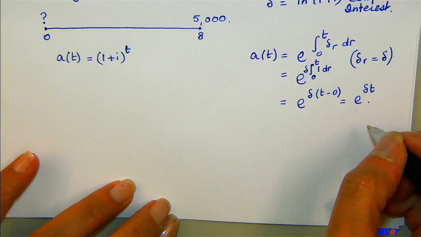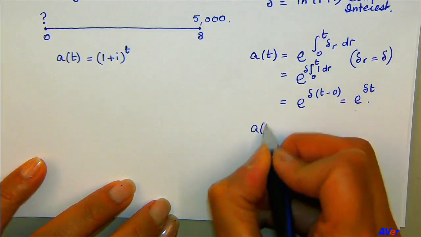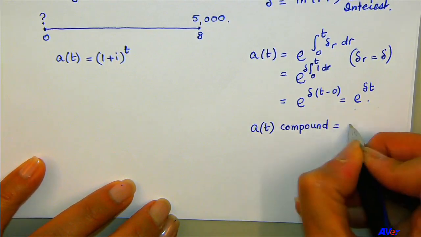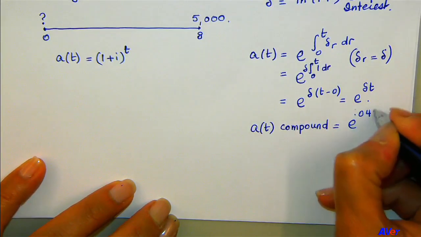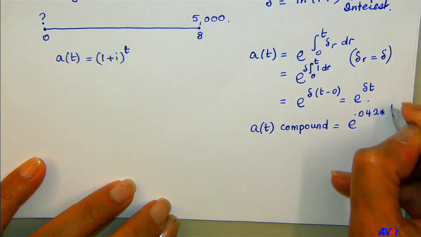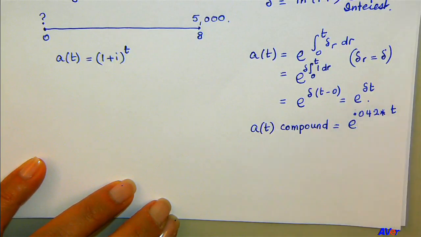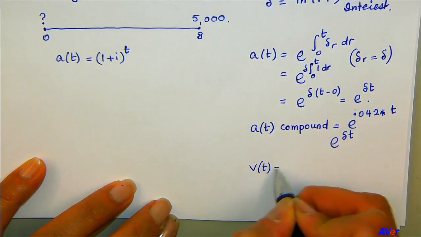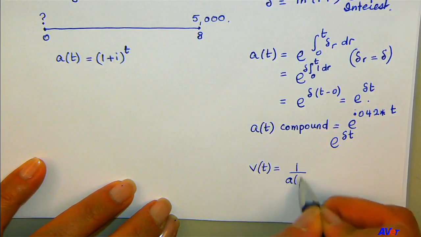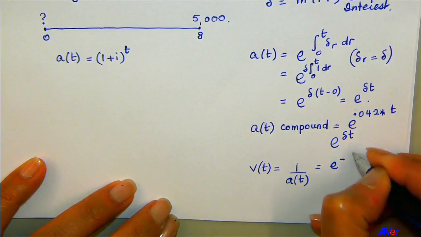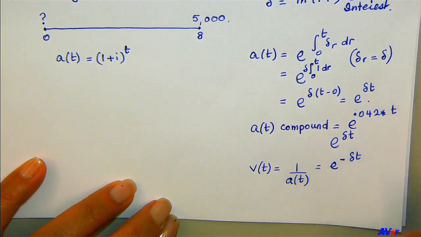So let me do that right now. A of t compound is equal to e to the 0.042 times t. E to the delta t, finished. So therefore, v of t is equal to 1 over A of t, which is equal to e to the minus delta t. Right?